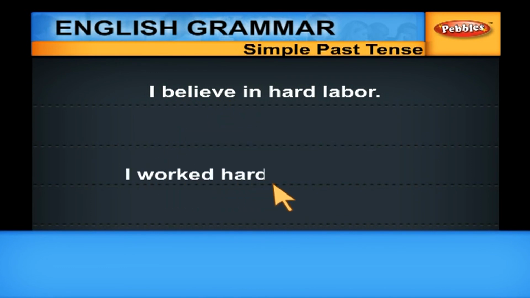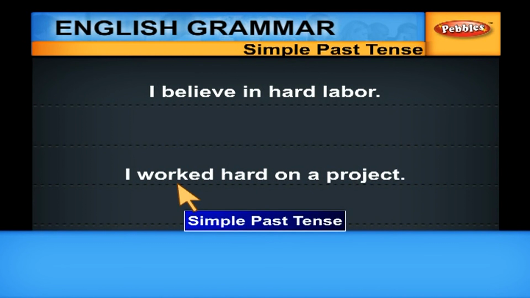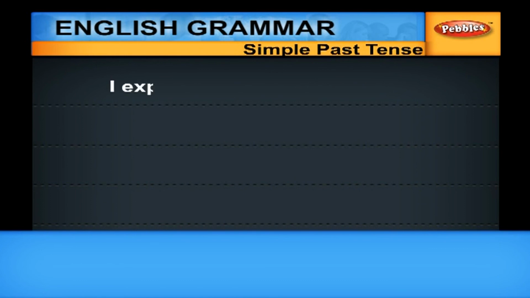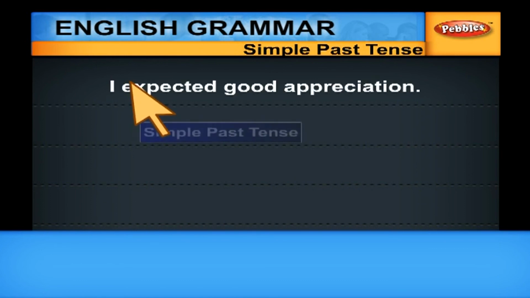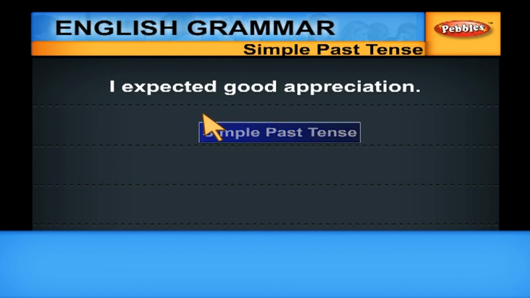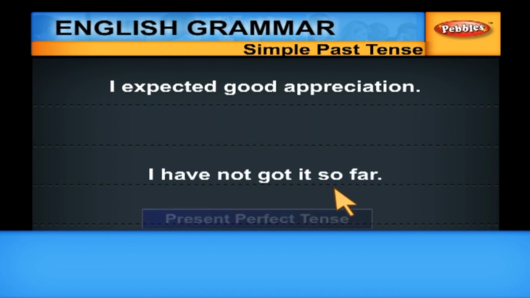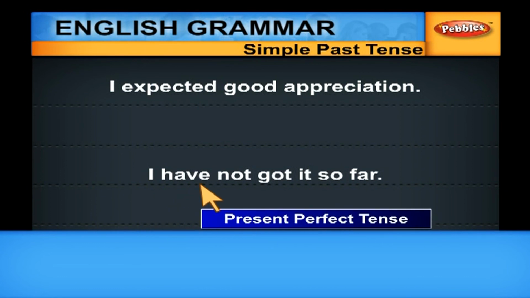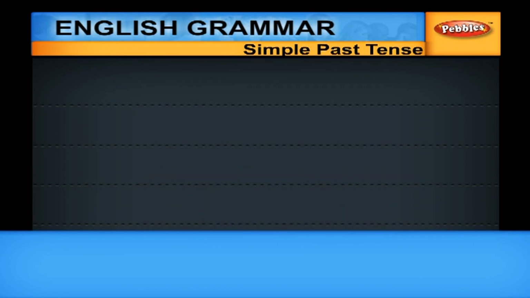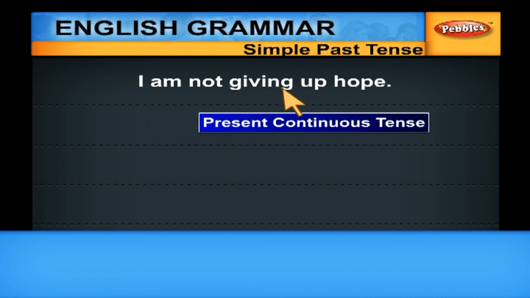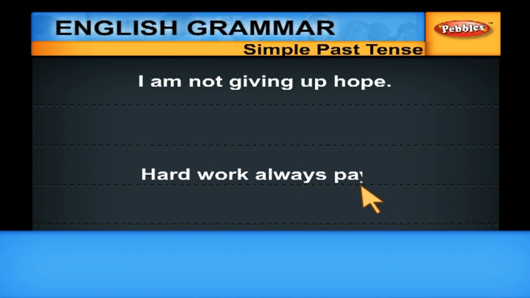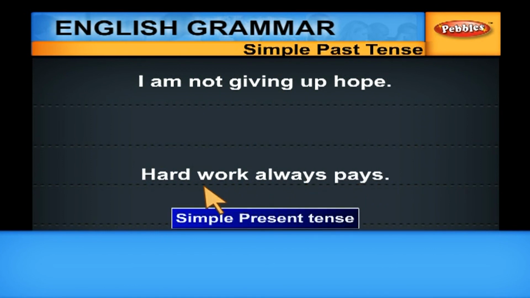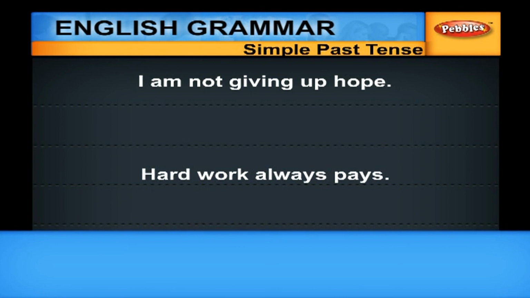I worked hard on a project. Simple past tense. I expected good appreciation. Simple past tense again. I have not got it so far. Present perfect tense. Now, let me give you another example. I am not giving up hope. This is in present continuous tense. Hard work always pays. Simple present tense. Now, we move to the next aspect, continuous.